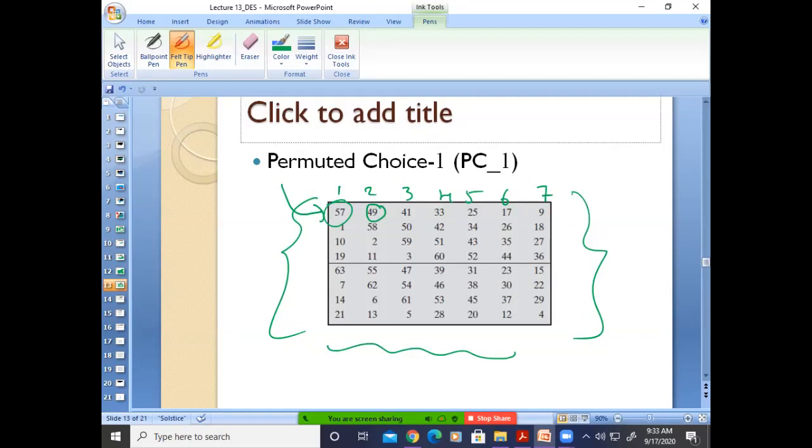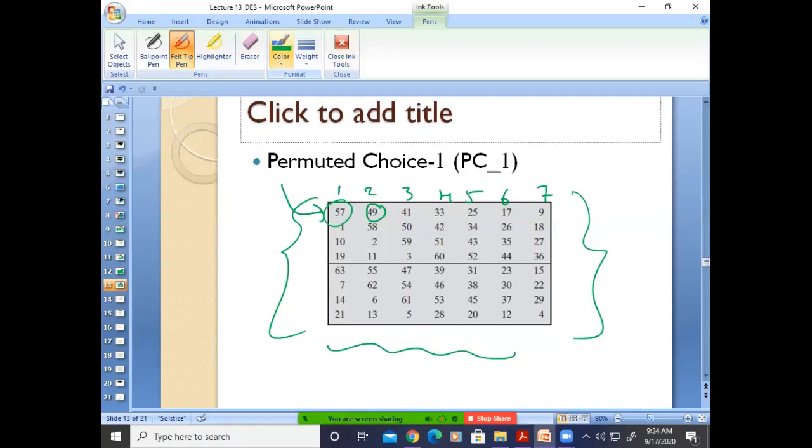But it may take so much time to go through all these permuted choices or permutations. It's just an example, right? So no need to remember anything. The sequences are permutations. Clear? All of you?